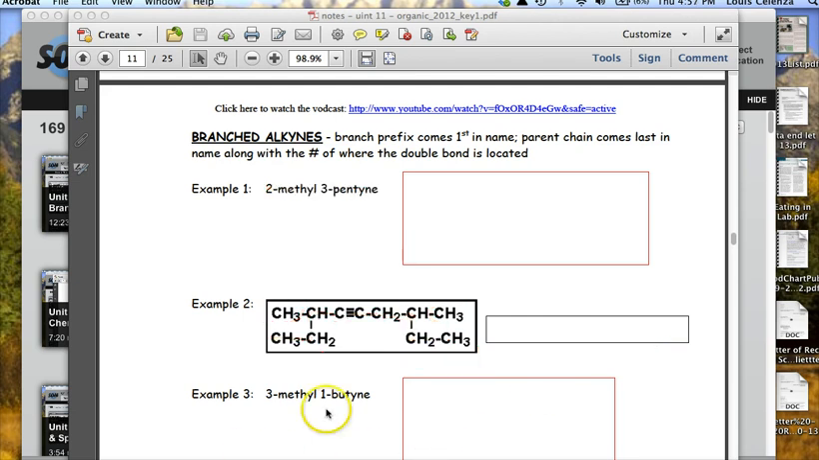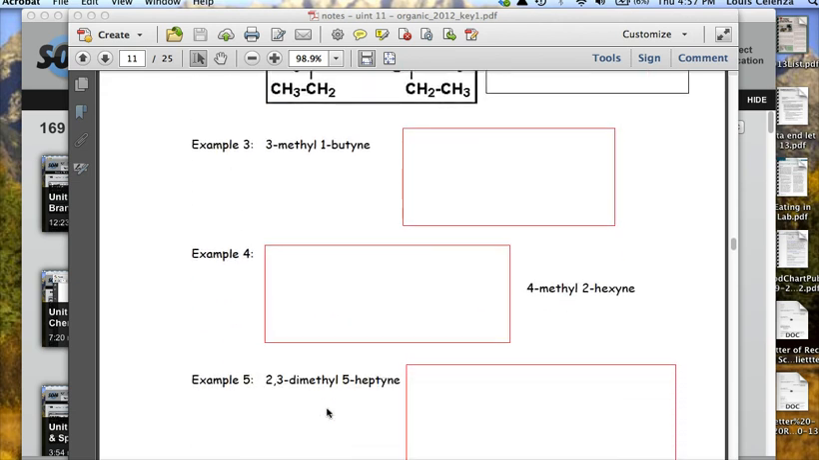Let's do the last 2. Alright, let's ignore this and let's do 1-butyne. Butyne is 4 carbons. The triple bond is between the first and the second. 1, 2, 3. These are single bonds. And there's a methyl on the 3rd carbon. 1, 2, 3. It doesn't matter whether you put it here or here. I'm going to do this. CH3. Now you fill in the rest.